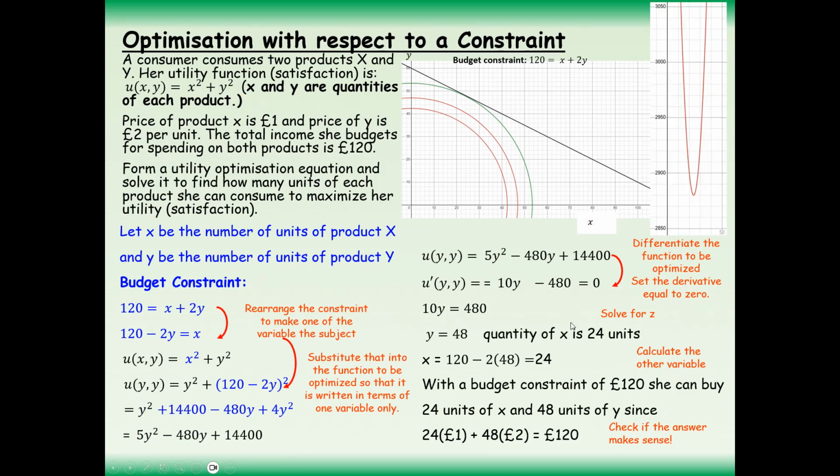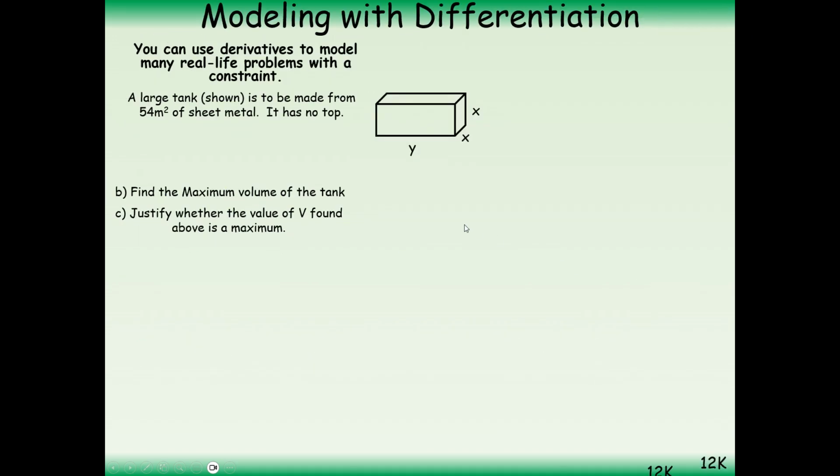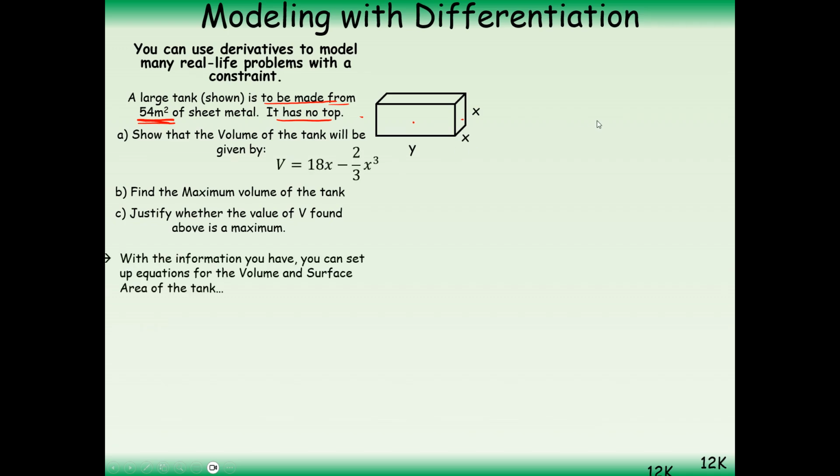So let's look at yet another example. In this question, we've been given a tank which doesn't have a top on it. It says it has no top. So it has 5 sides: front, back, left, right, and bottom. And it says it can be made up of a sheet of 54 meter square. Therefore, if I draw you the net of this, it would just have five sides. So those are the parts of the question that we need to prove.